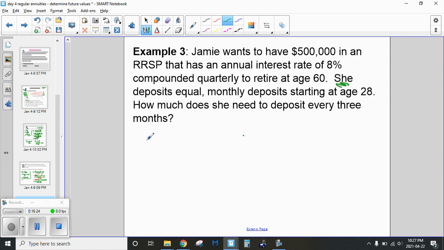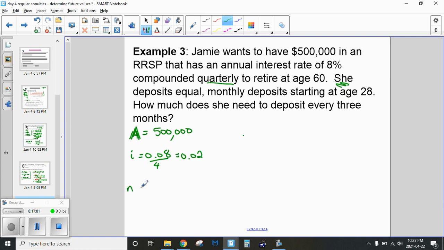Okay, so there's a lot of stuff going on in this question. This time we know the final amount that she's hoping to have at retirement, $500,000, which sounds like a ton right now, but I feel like in the future, 500,000 is not going to sound so much. Okay, the annual interest rate is 8%. So that's 0.08, and it says compounded quarterly. So I'm going to divide it by 4 to get 0.02.